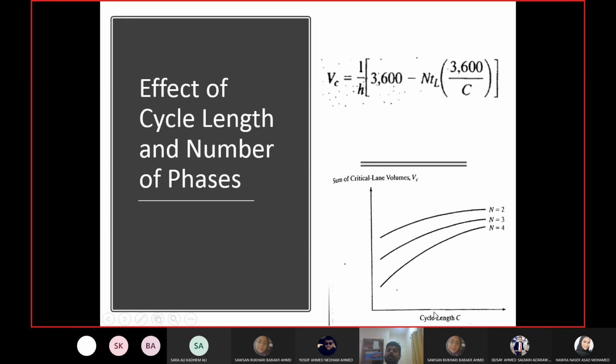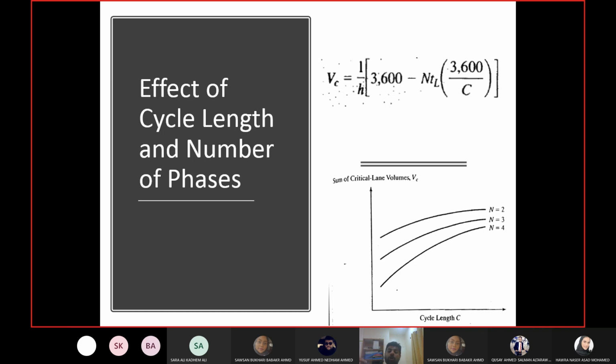And then you can see the trend according to C as well. When you increase the cycle length, VC increases. You can see it in the equation as well. You are dividing the negative term with cycle length. So more cycle length means lower negative term, that means higher VC. This is mathematically how it is increasing. And the logic is that with more cycle length, you are giving more time for each phase, more time for each movement. So obviously you will have higher capacity.